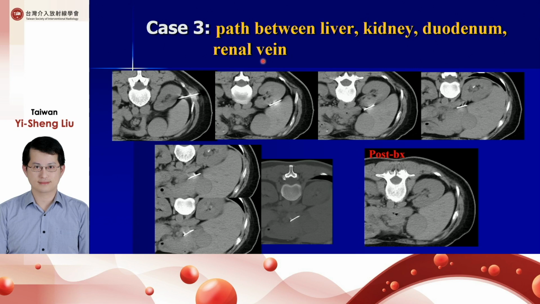Here is the real story. The needle tip could run in the space between the liver and the kidney easily. And to avoid duodenum puncture, we changed the needle tip direction twice. And the biopsy was made. And the pathology also showed adenocarcinoma.